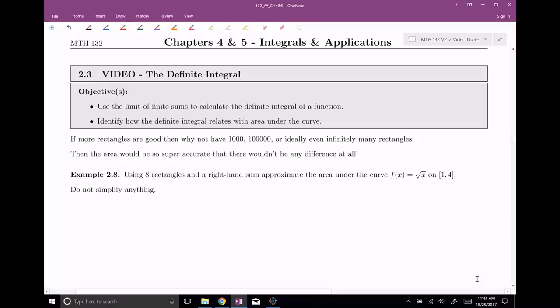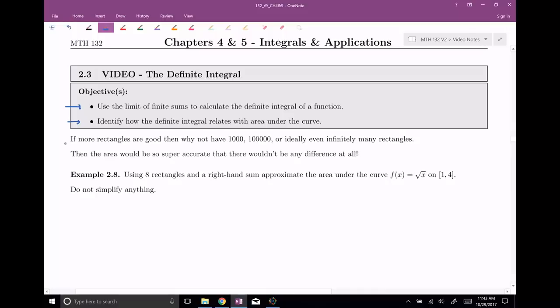This is the definite integral. In this video, I want to use the limit of finite sums to calculate out this thing called the definite integral. I'll give you a definition here in just a second. And we're going to identify how the definite integral relates to area under a curve, right? So the claim is that's the thing that we've been looking for, area under a curve, for a while now. And we're going to get an exact way to calculate this out.